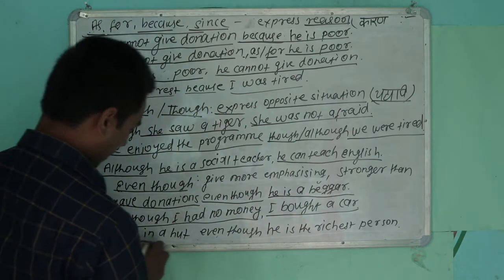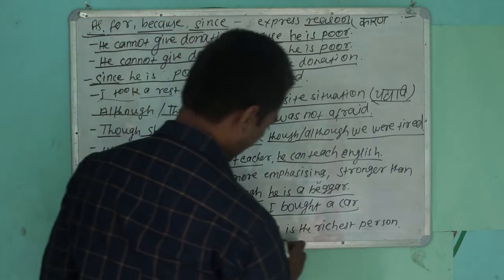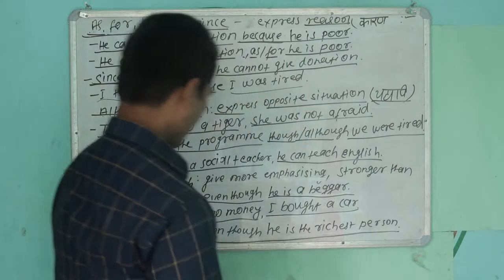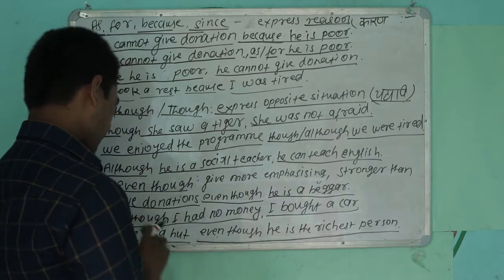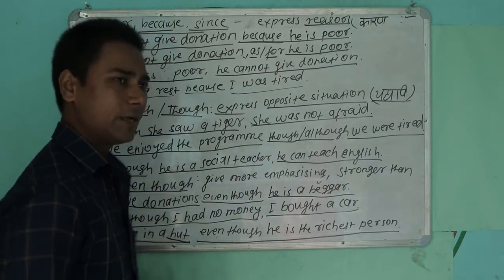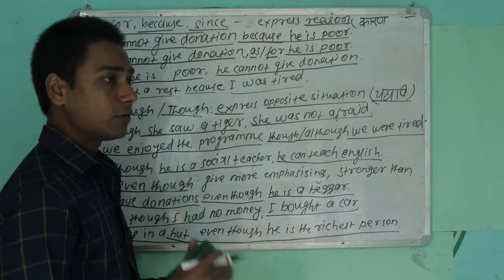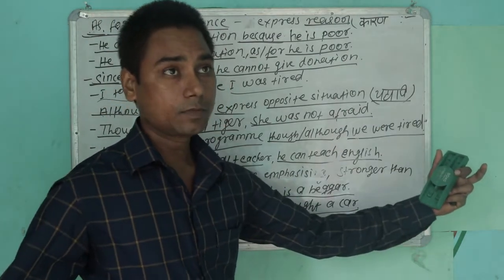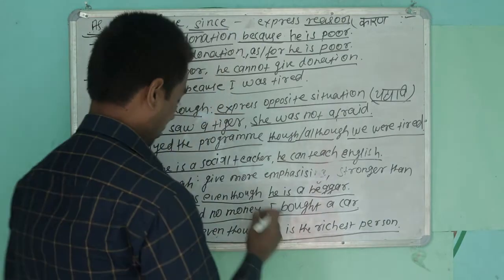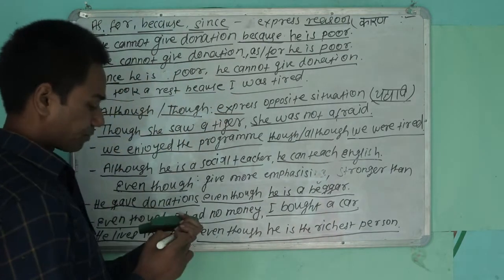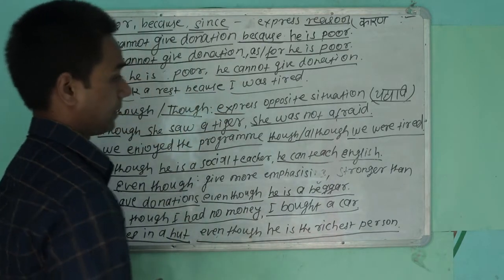He lives in a hut, even though he is the richest person. Look, he lives in a hut. Hut means a very small house, yeah? So, he lives in a hut, even though he is the richest person in the town. So, here also it is a contrasting situation, yeah? Okay. Now, we are going to discuss the next one.